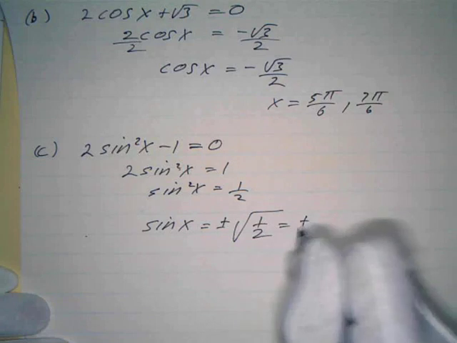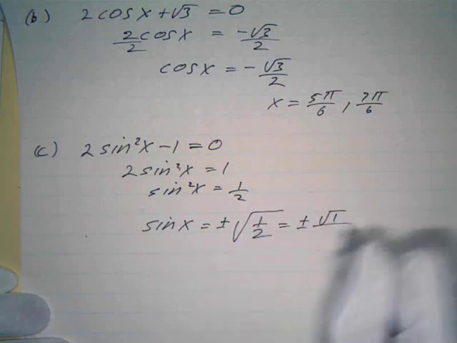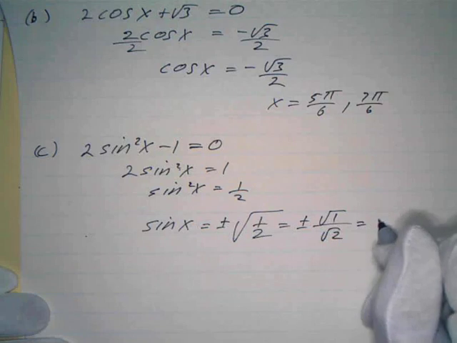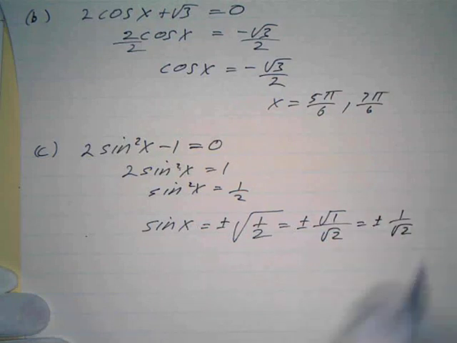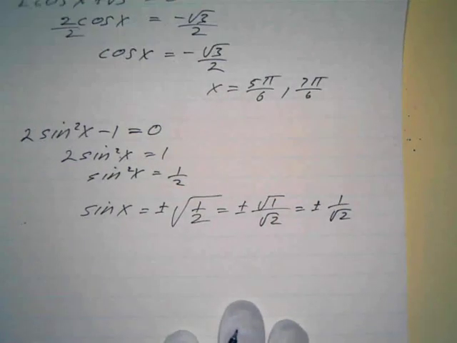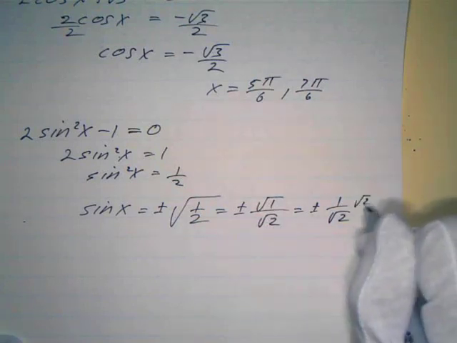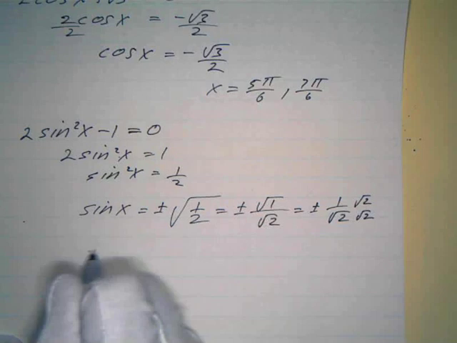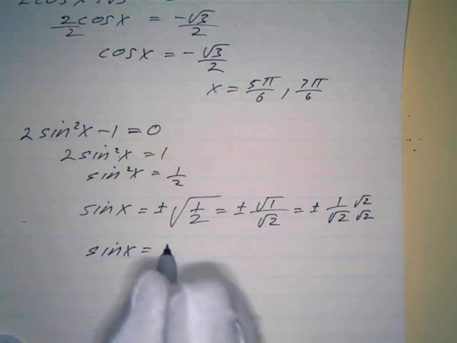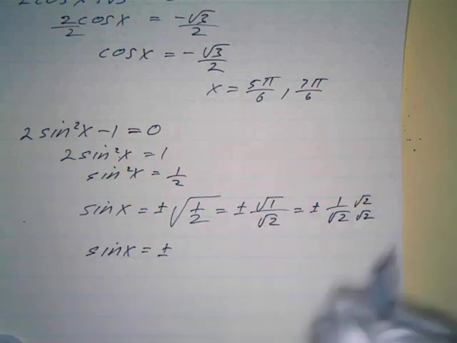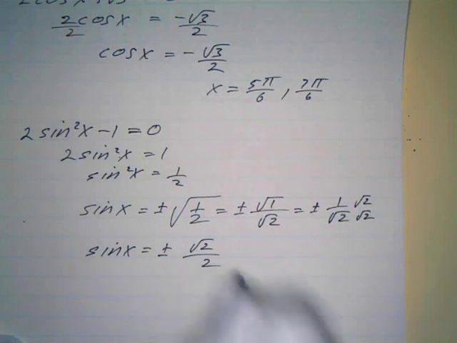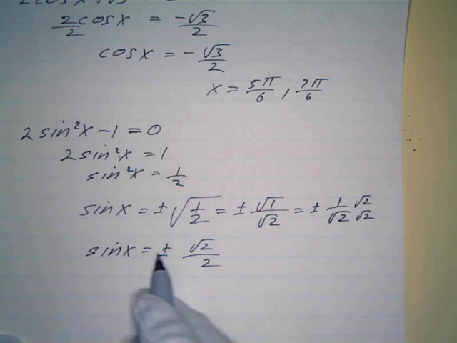And that's the same thing as plus or minus the square root of 1 over the square root of 2, which is the same thing as plus or minus 1 over the square root of 2. Now this doesn't look like any of the values that we're familiar with, but if we rationalize the denominator, square root of 2 over square root of 2, we get the sine of x equals plus or minus the square root of 2 over 2, and we know what that is. That's pi over 4. Now since it's plus or minus, it's going to be plus for 2 quadrants and negative for the other 2. I don't have to worry, it's going to be all 4 quadrants.